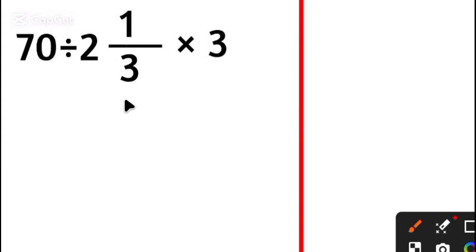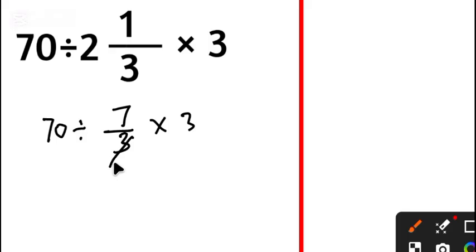Improper fraction. 2 times 3 is 6. 6 plus 1 is 7. Seven over 3 times 3. This 3 will cancel here. This 3 will also cancel, 3 to give us 1.